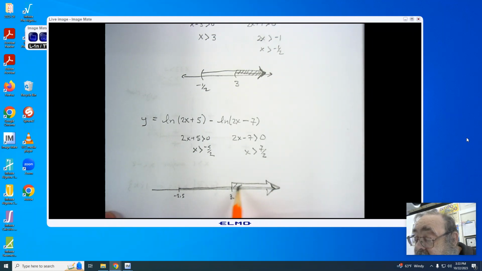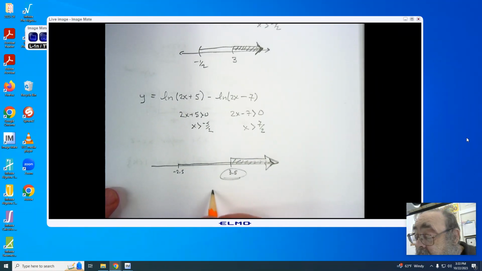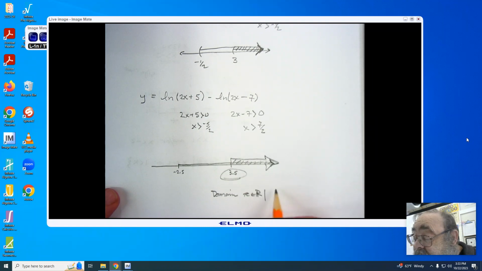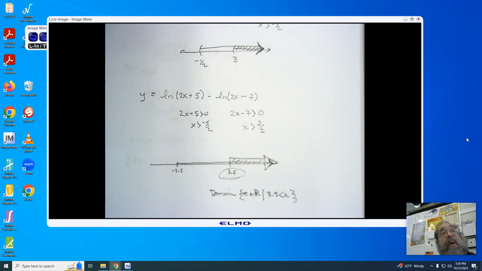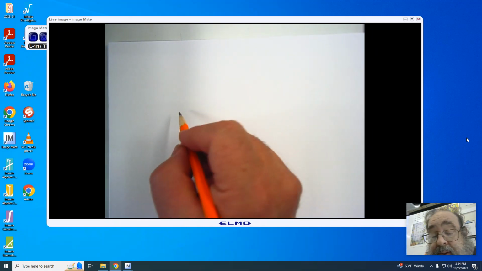Notice that requires me to have the values that are greater than 3.5. So my domain is x is an element of the real number set such that x is greater than 3.5. And I'm just going to be consistent with my last answer and make sure that I set them up from left to right. Let's do one more. This time, let's go back to those fractions and see those more difficult ones.